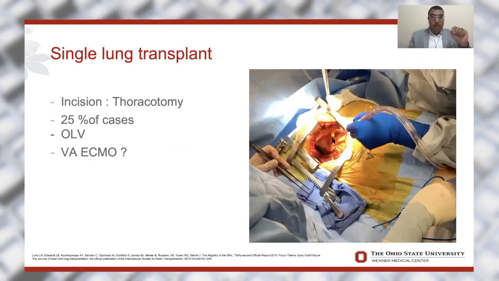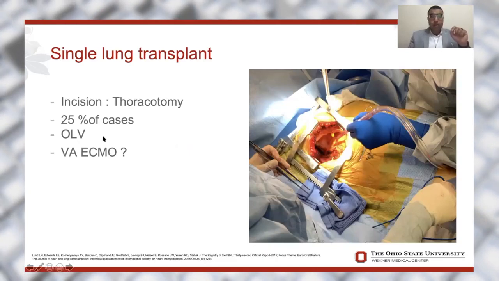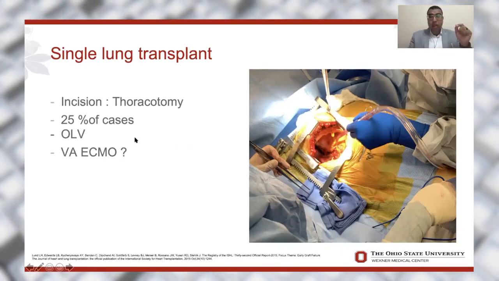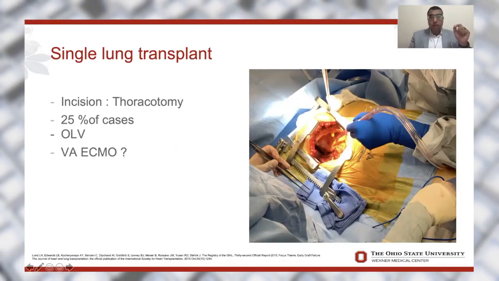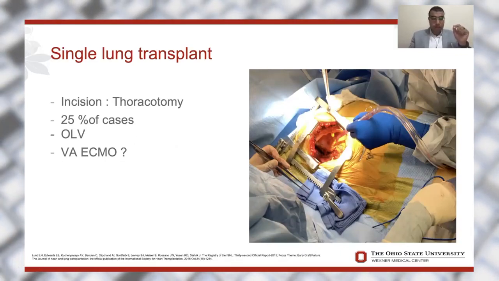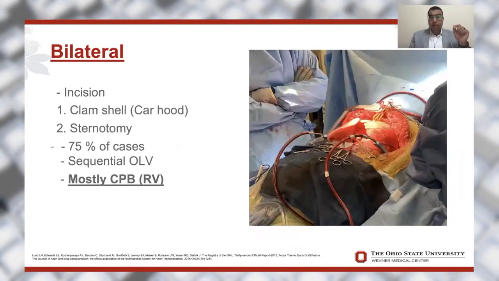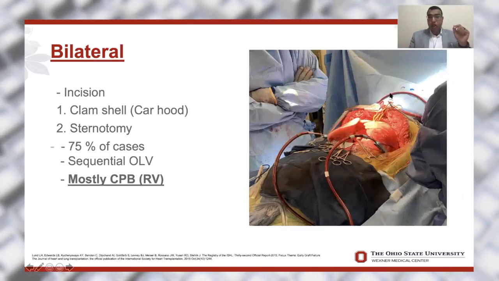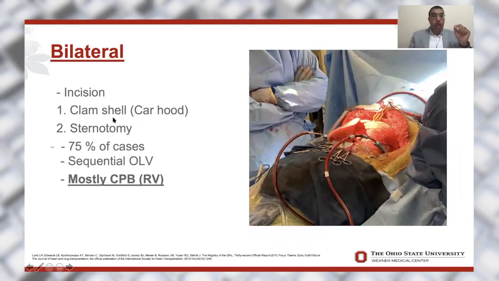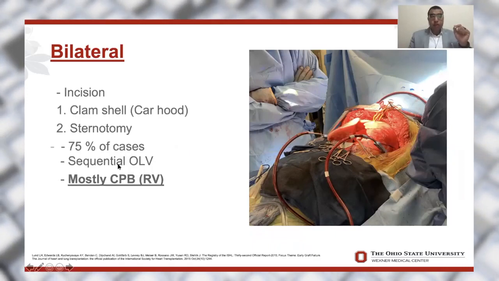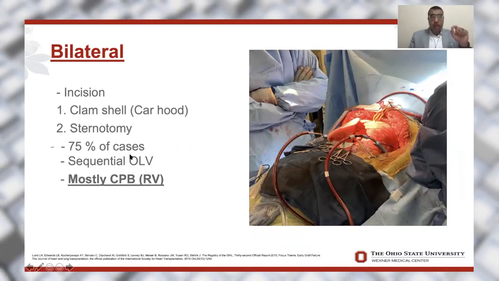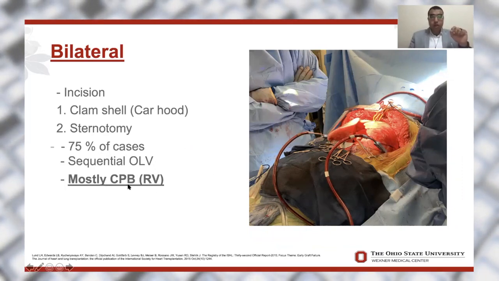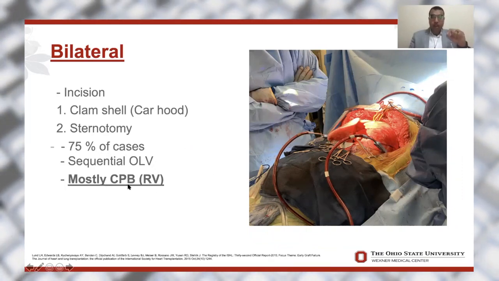For single lung transplant, the incision is a simple thoracotomy. As we said, after the availability of lungs, it's only about 25% of cases. We use what's called one lung ventilation, and ECMO is not our daily routine. For bilateral or double lung transplant, the incision is either a sternotomy or this clamshell, like opening your car hood. It's most of the cases, and we use sequential one lung ventilation. This is an important consideration we will discuss later. In these cases, mostly we use cardiopulmonary bypass or VA, venoarterial ECMO.